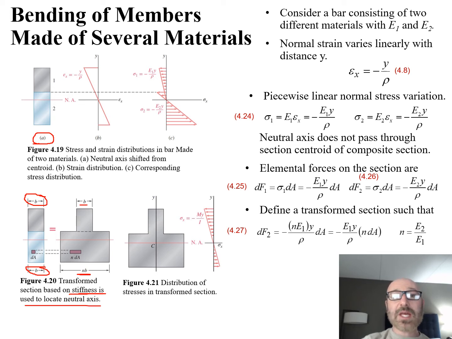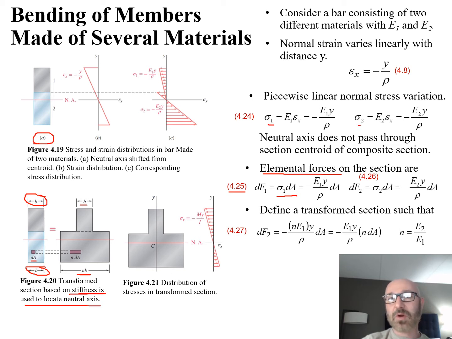Within that, we can take a look at some of these elemental forces. So we have our dA, some little elemental area. If we're going to look at our elemental forces based on the elemental area dA, we can use these relationships from 4.25 through 4.27 in our textbook. If we go to 4.25, we can say this force dF1, the elemental force for material 1, is equal to our sigma 1 times our dA. Again, that's the same way we're doing our sigma 1 and sigma 2 up top.